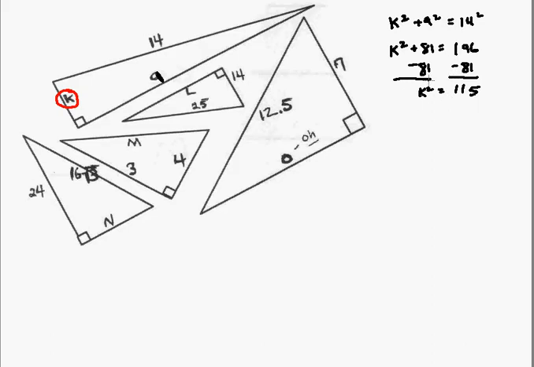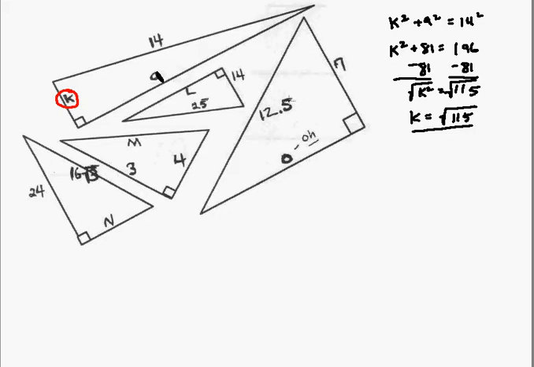The way to get rid of a square is to square root it. And what you do to one side of the equation, you do to the other. So I have K is equal to the square root of 115. Okay?